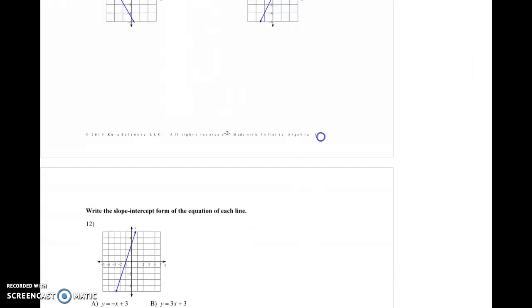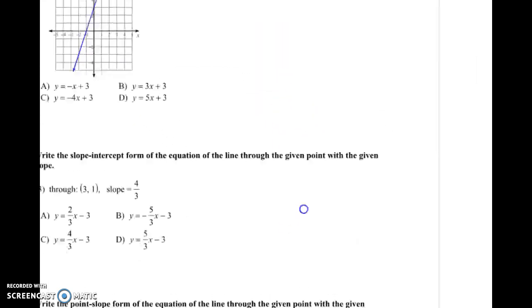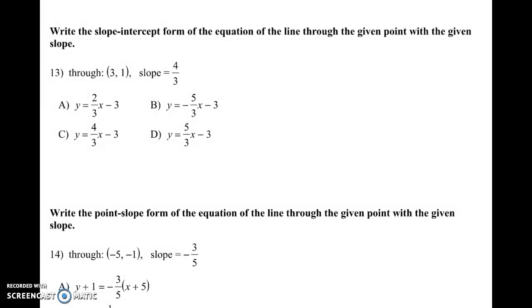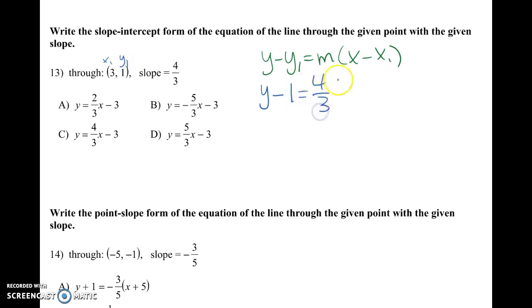Alright, let's look at number 13. Number 13 says to write the slope-intercept form for the equation of a line through the given point and slope. So since we're given a point and given slope, I'm going to use my point slope formula. y minus y1 equals m times x minus x1. And I'm going to plug these values in. So y minus y1 is 1, m is 4/3, and x1 is 3. But it says it wants it in slope-intercept form, which is y equals mx plus b.